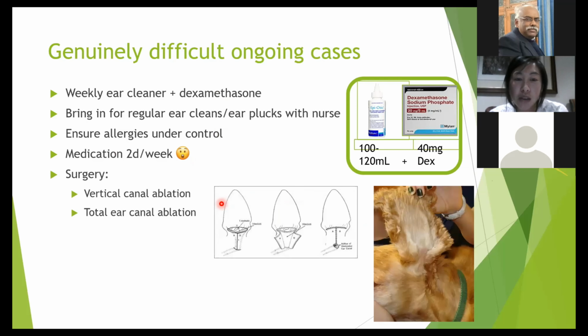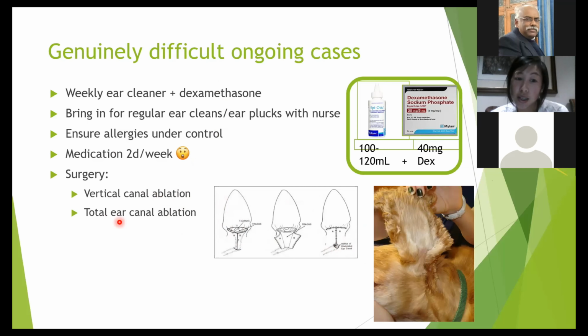And then if all else fails or you just have severe recurrent infection, then surgery is an option. I haven't performed these surgeries myself, but I have observed one of them when I was at university. So you have the vertical canal ablation, where you take the vertical canal out, and then the horizontal canal is left in, but there's just a much more direct route for the wax to come out.